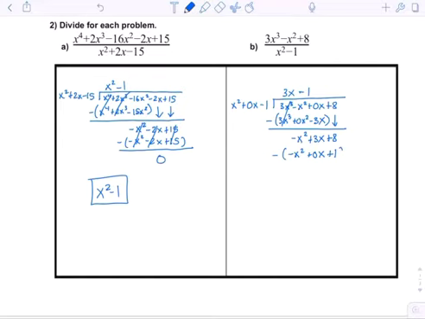Alright, we subtract now. Negative x squared plus x squared, that's just 0. 3x minus 0x, that's just 3x. 8 minus 1 is 7. So now we have a remainder.